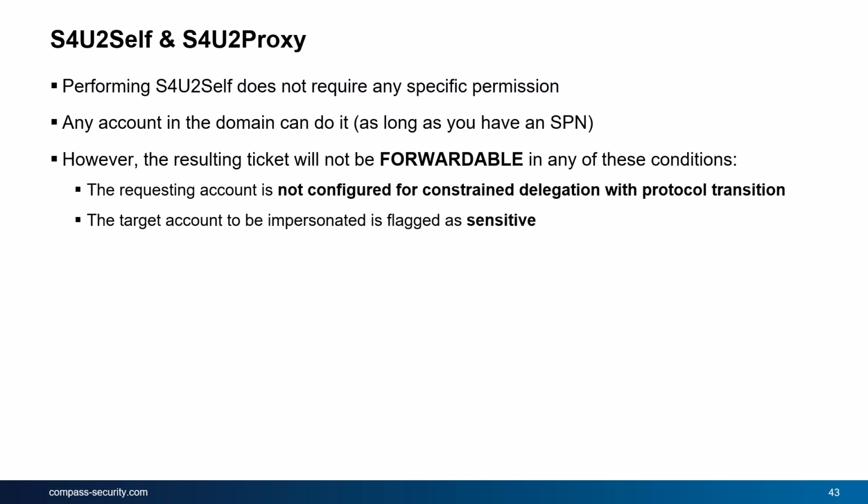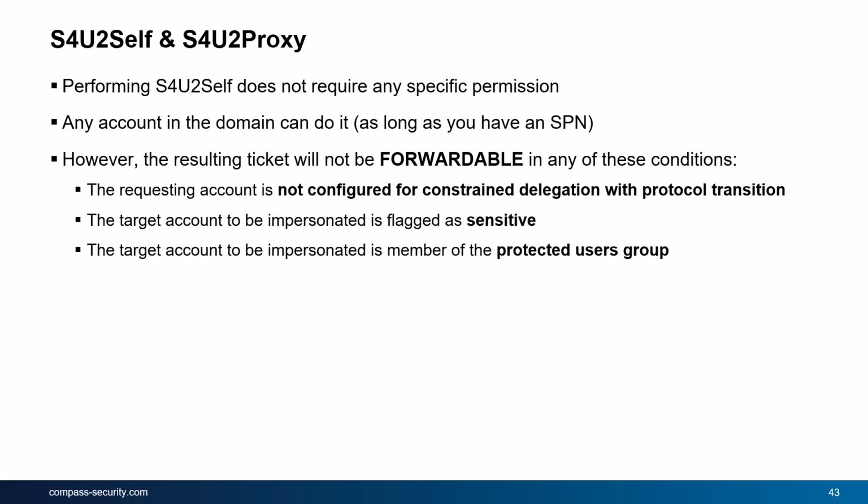If the account you ask the ticket for, that you want to impersonate, is flagged as sensitive, as we've seen before, or if the account is a member of the protected users group. So in any of those cases, the resulting ticket from S4U2Self will not be forwardable. And as we've learned in the previous section, non-forwardable tickets can then also not be used in the S4U2Proxy step.